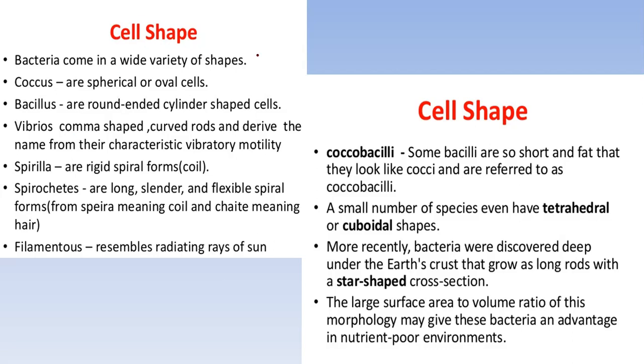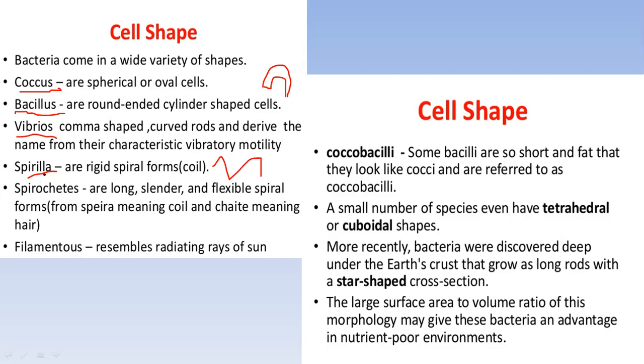Now we will see the shape of the bacteria. They are found in a variety of shapes. Some are spherical, called coccus. Some are bacillus, rounded at the ends and cylindrical shaped. Vibrio are comma shaped like this, and they show vibratory motility. Some are spirilla, coil or spiral shaped.